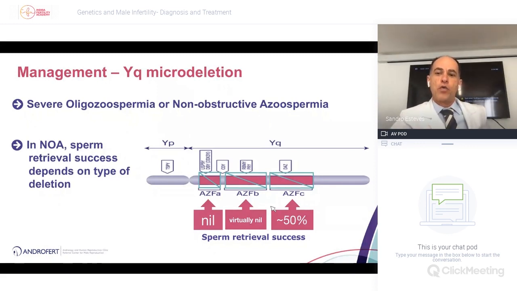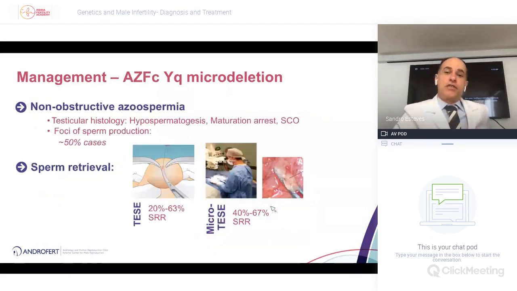So the best scenario would be to have a patient without any deletion, of course, or with a deletion affecting AZFc only. When the deletion only affects the AZFc region, there's a 50% success rate in finding sperm. So as you can see, testing is important for providing prognosis in terms of sperm retrieval for patients with microdeletion.